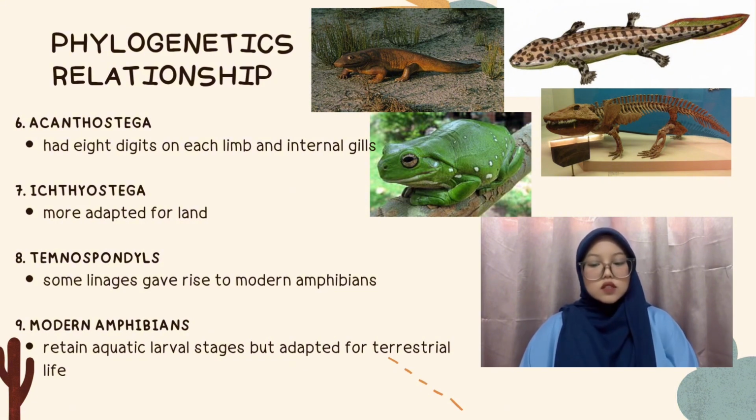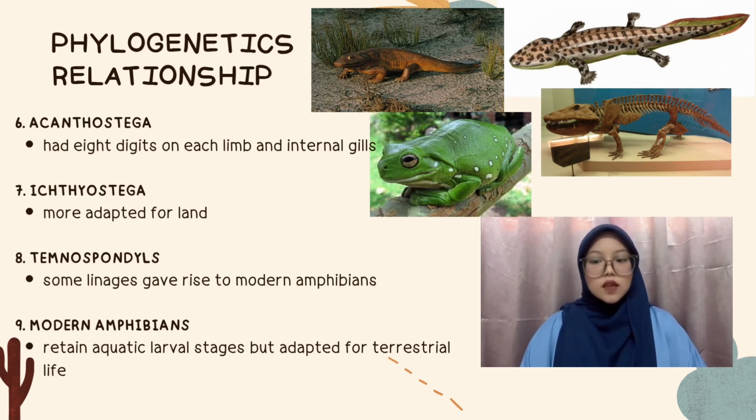Next is Ichthyostega. Ichthyostega was more adapted for land than Acanthostega. They had stronger limbs and a stronger rib cage. They likely moved like a seal on land but were still tied to water.